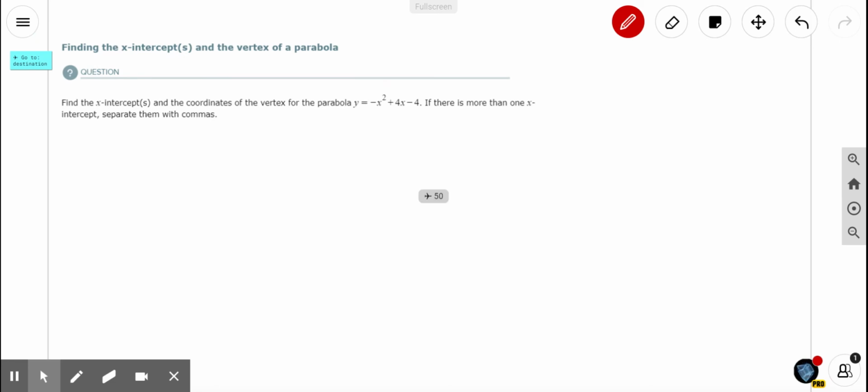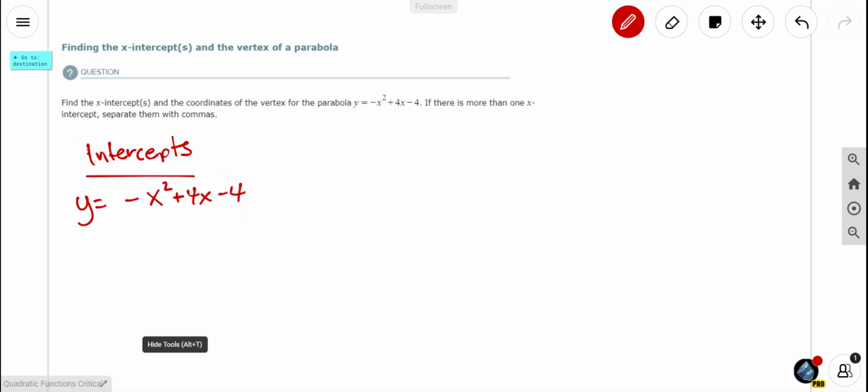Okay, let's try another one. Again, what I suggest is that you try to do this on your own. Pause the tape right now and see if you can do this. So I'm going to go ahead and do it. Right here, I'm going to find the intercepts. Intercepts you find by factoring. So y is equal to, I'm going to rewrite it, negative x squared plus 4x minus 4.